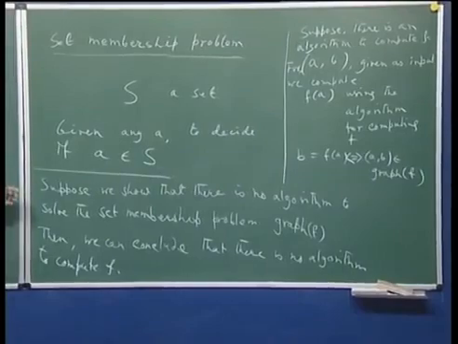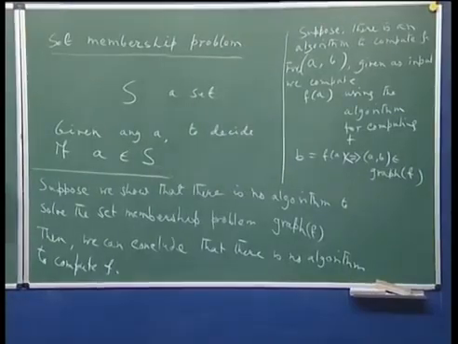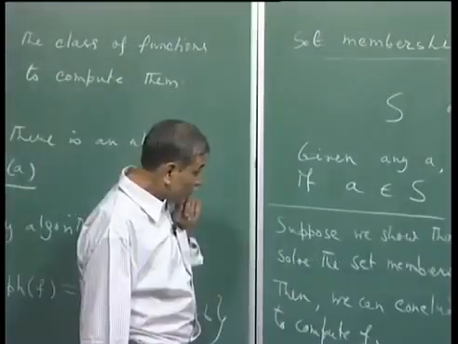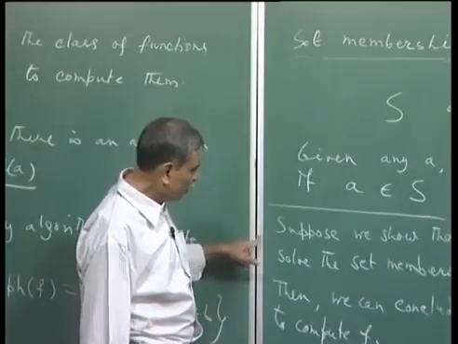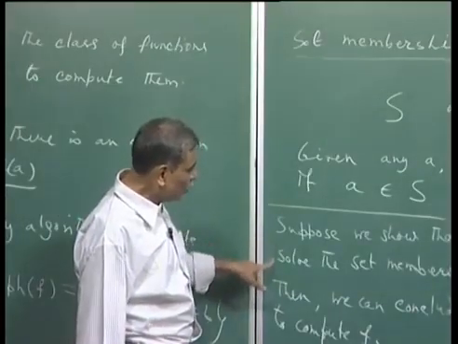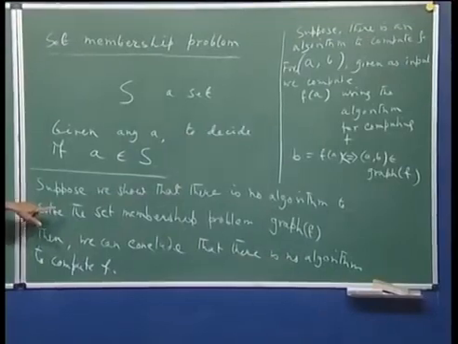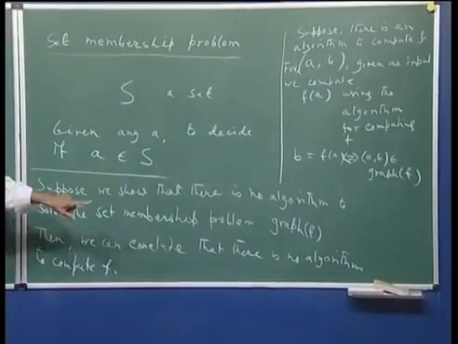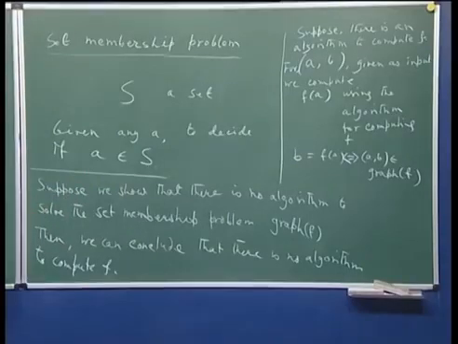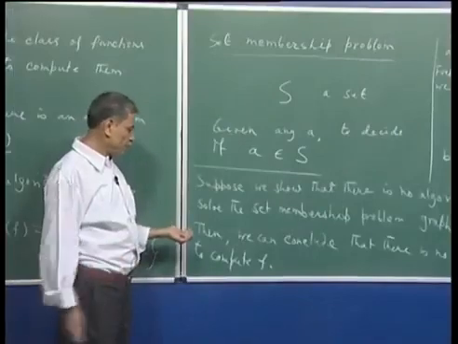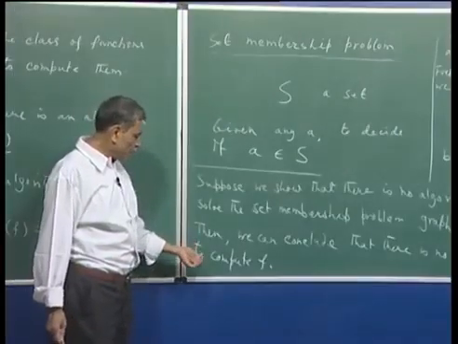It is so easy, right? Now, if I can show that there is no algorithm to solve the set membership problem of graph of f, then I have shown that there is no algorithm to compute f.